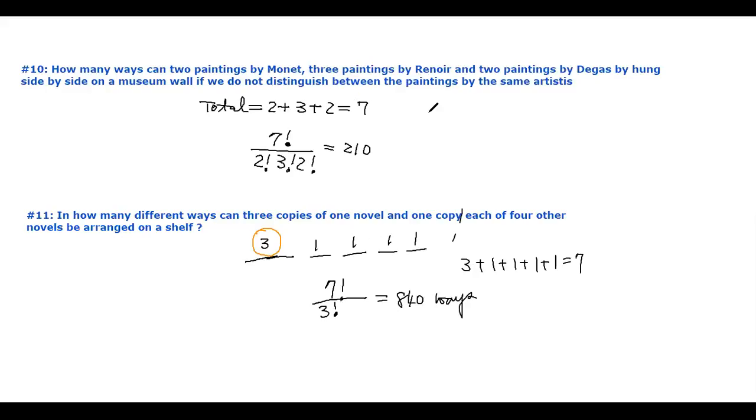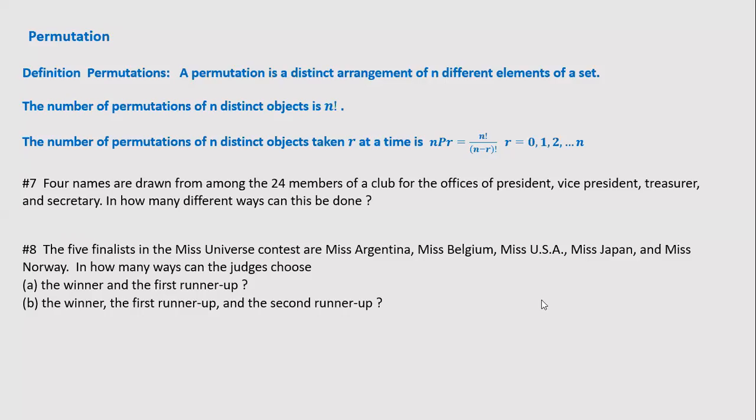So let me go back to our formulas here and review what we just did. The number of permutations of n distinct objects, taking r at a time, is n factorial divided by n minus r factorial. That's the formula we discussed.